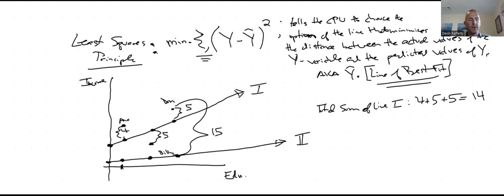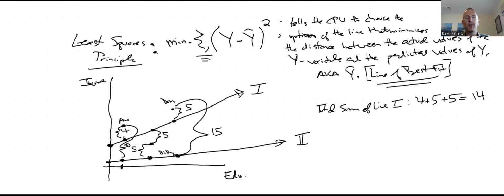For Billy, this is the predicted value of Billy for line 2. Here is Billy's actual income level. So let's call that, I don't know, 5 units. Finally, we have Anna, right? Anna, this is her predicted value for line 2. This is her actual value for line 2. Let's call that 10.